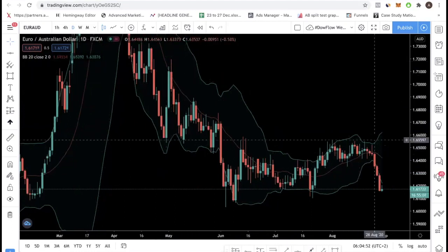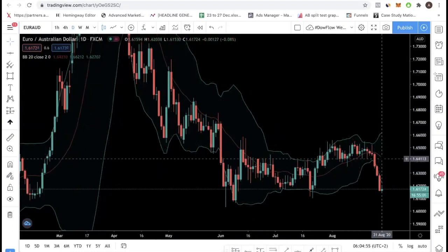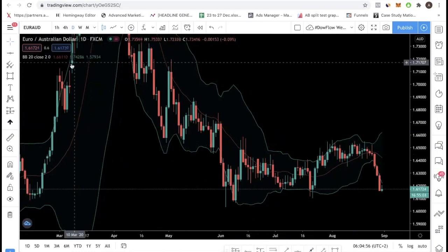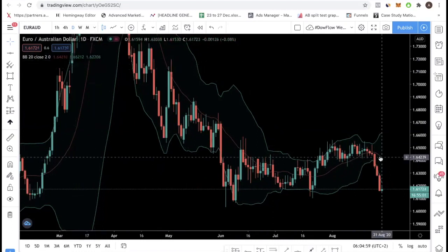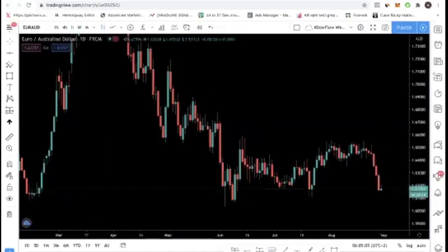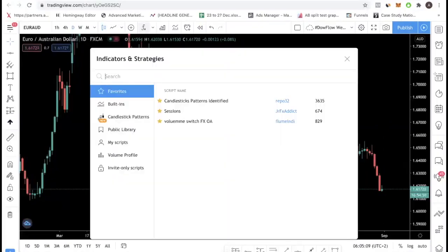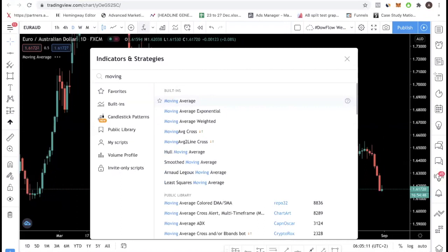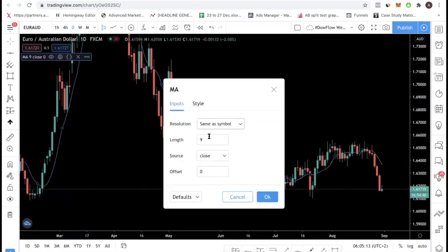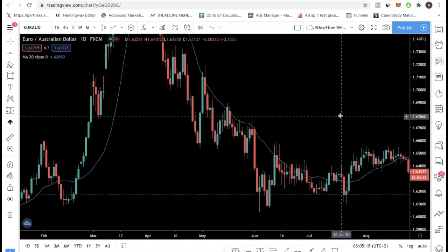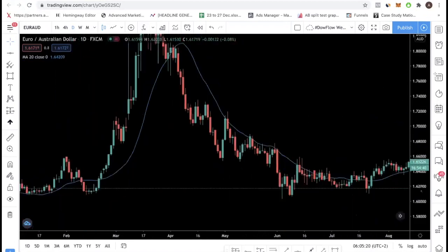The second indicator is actually the moving average. A Bollinger Band actually consists of a moving average. If you can see this red line here, this is actually a moving average by itself. But just so as not to confuse you, I will just delete it. And what I'll do is I will put in the moving average. So let's say I use a very normal period moving average of 20. So you can see that it's the same thing.